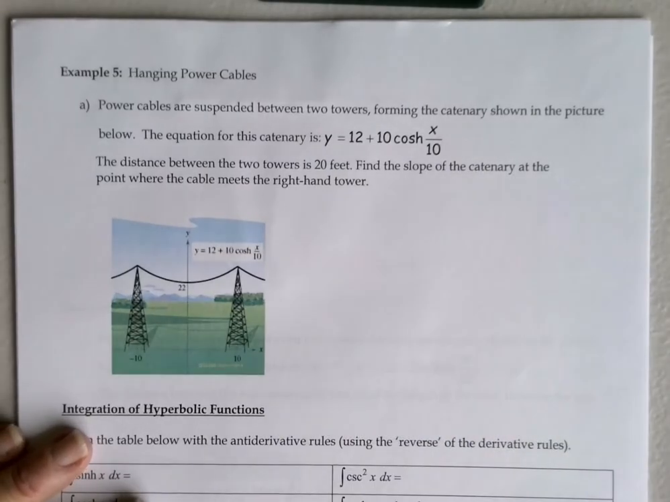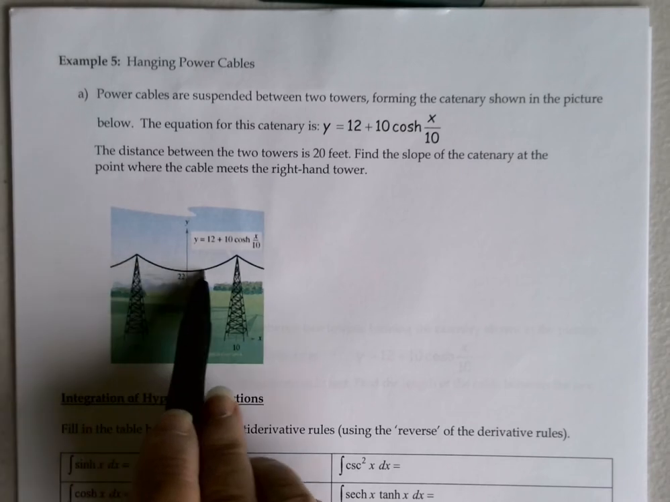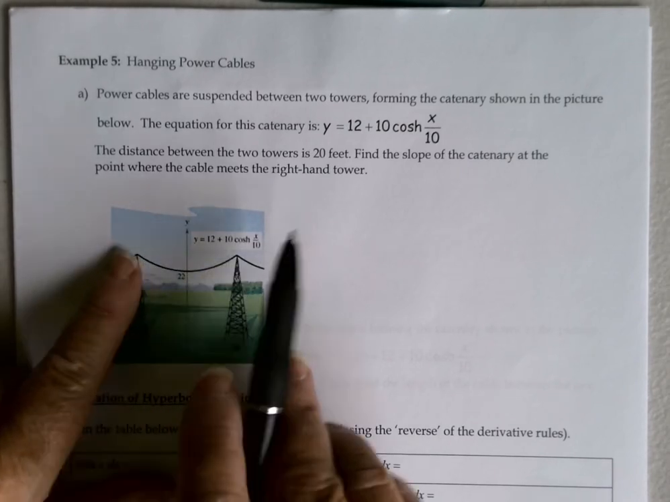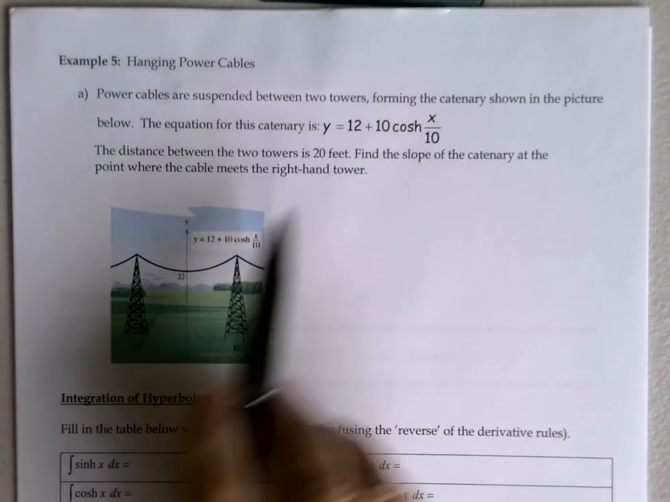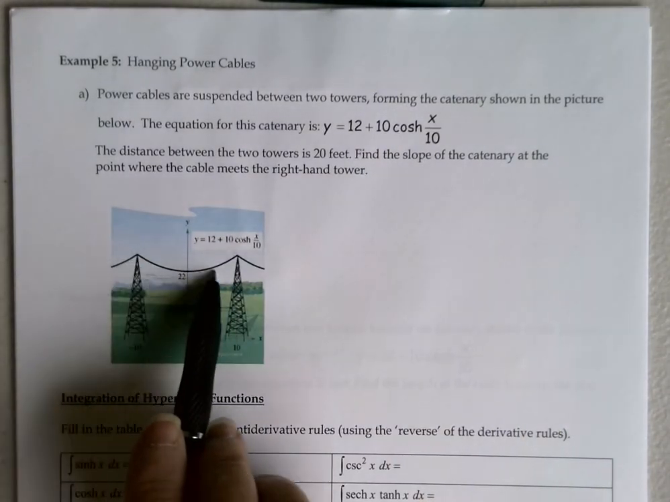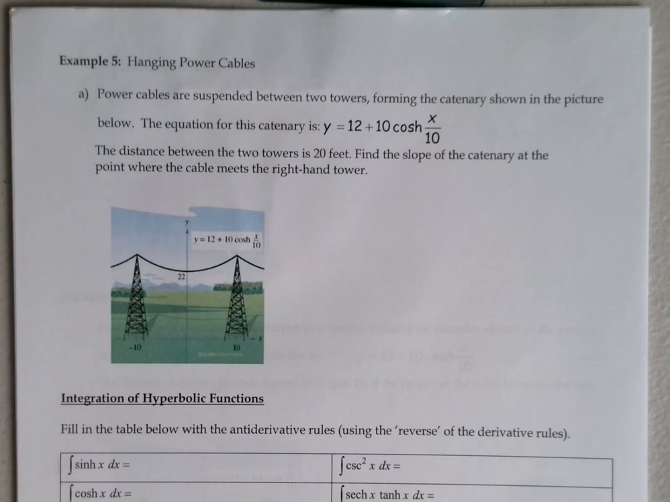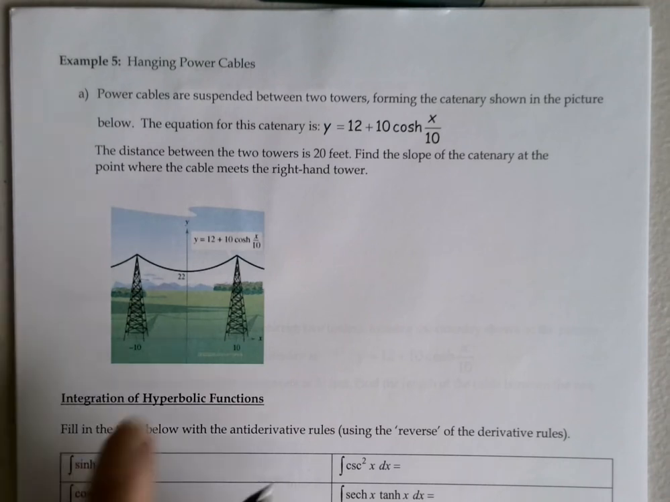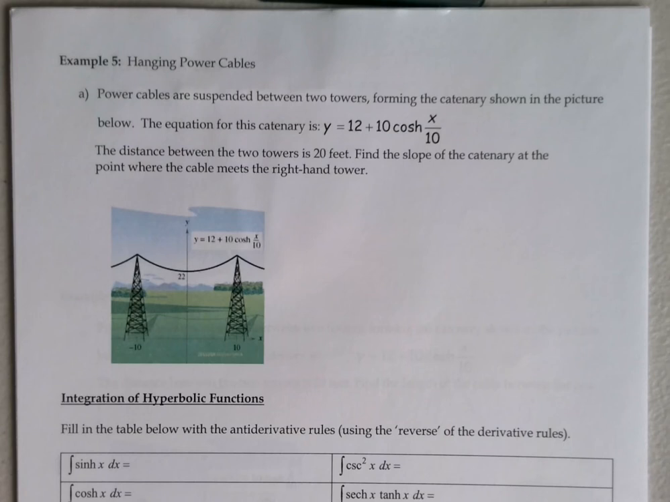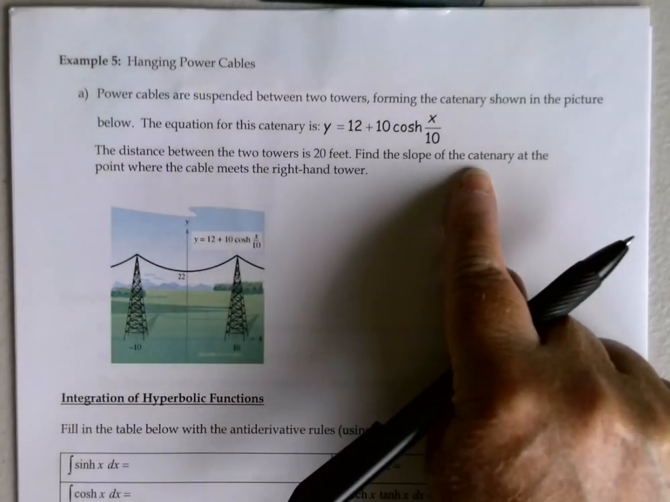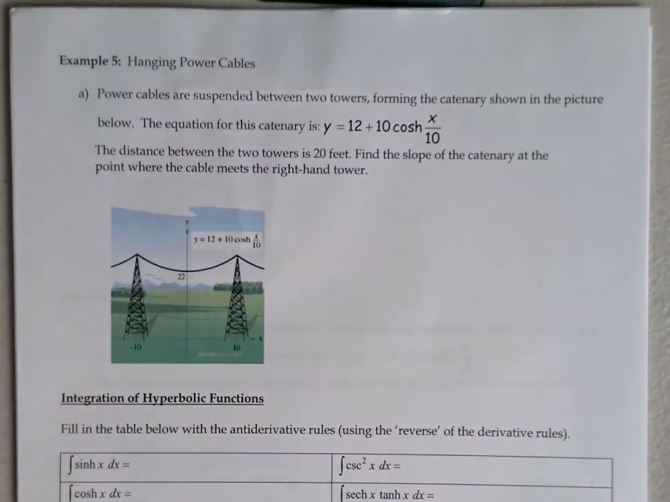So here's an example. Suppose we've got this power cable here. It's suspended between two towers, so you can consider those the ends. And that forms this catenary curve in here. The equation for this particular catenary is 12 plus 10 cosh of x over 10. If we're told that the distance between the two towers is 20 feet, my goal is to find the slope of that catenary curve at the point where the cable meets the right-hand tower.